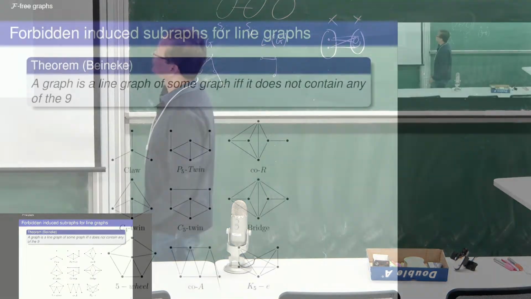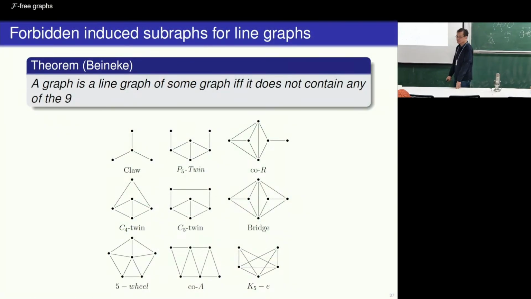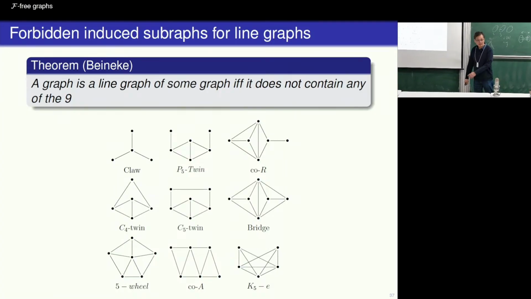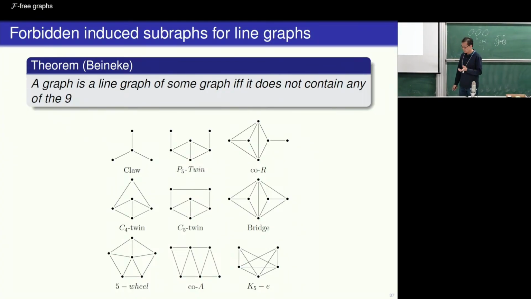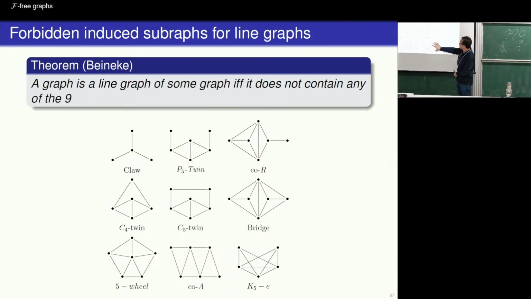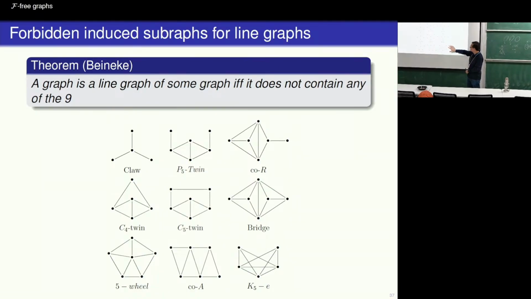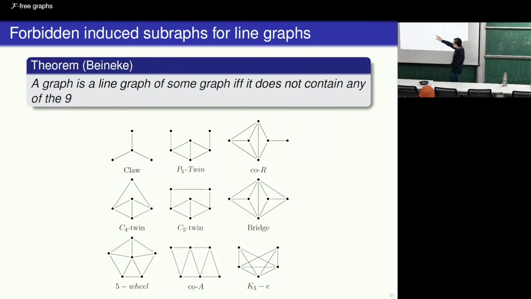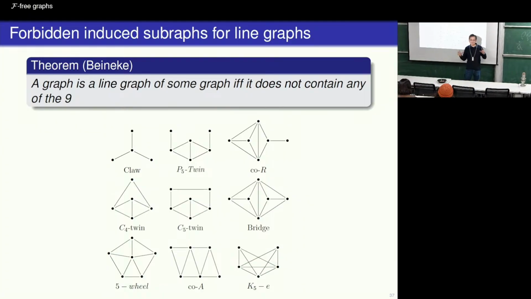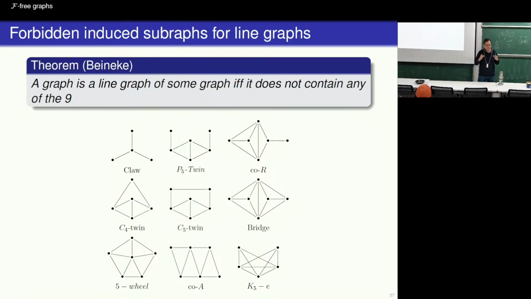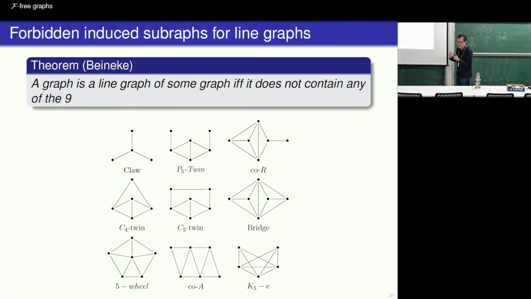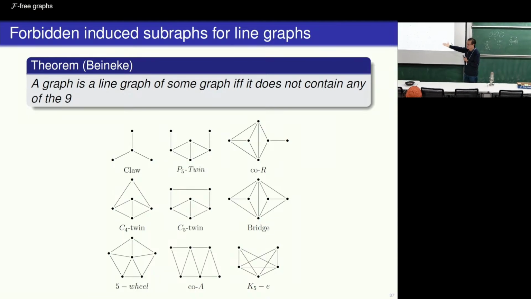There's a very well-known theorem of Beineke. A graph is a line graph of some graph if and only if it does not contain any of these 9 graphs as an induced subgraph. And you see here that the claw plays an important role. The claw can be thought of as the main character in this list. But there are others.